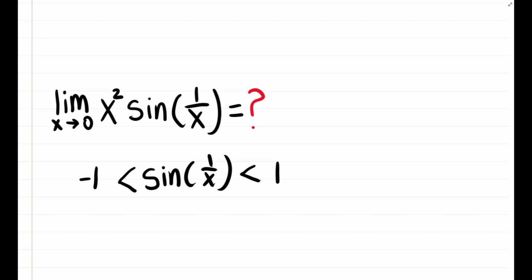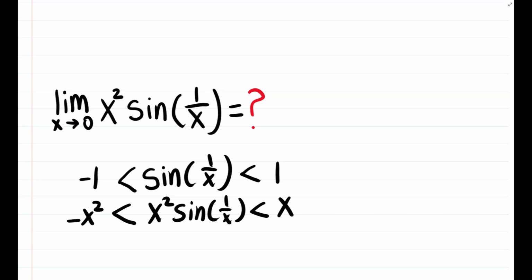Now let's multiply x squared to this expression, and we'll get negative x squared is less than x squared sine of 1 over x is less than x squared. And so now we have our whole expression, and let's see what we can do with that. So our question is asking us the limit of x approaching 0. Now let's see what we can do.